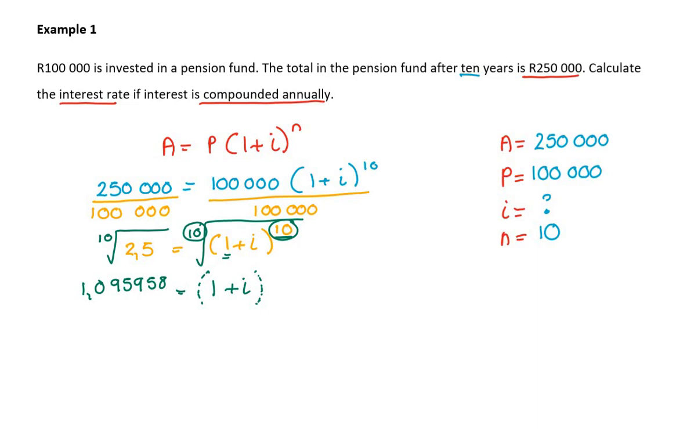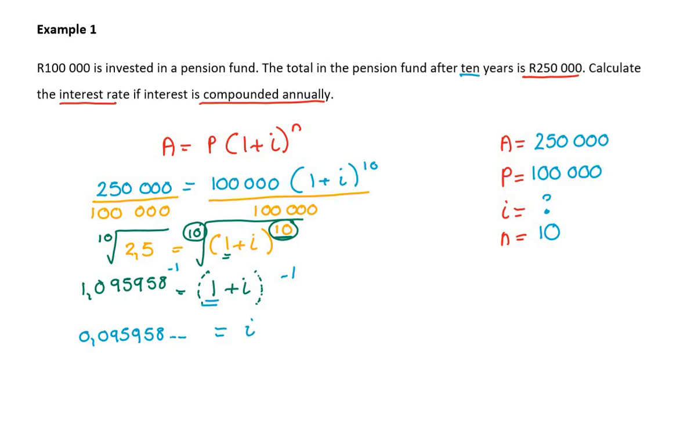Try and use the answer button on your calculator now, because I now need to get rid of this 1. So I'm basically going to minus 1 on both sides. So then I get 0,095958 and so on. I use the answer button on my calculator, so I said answer minus 1, and it keeps all the decimals for me. Now that equals i.